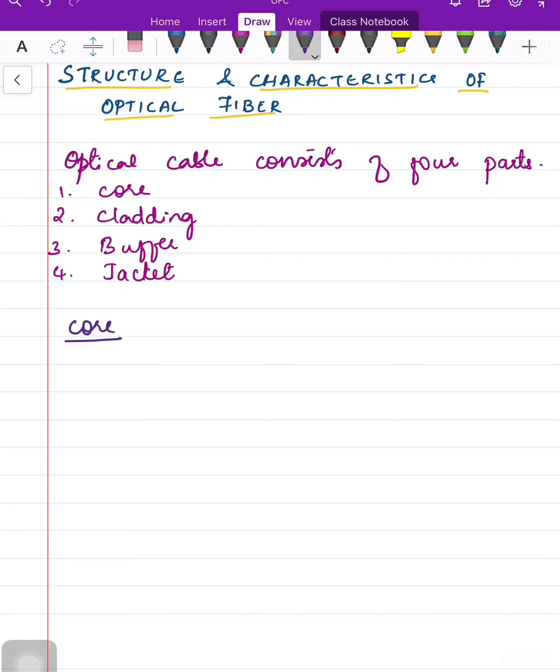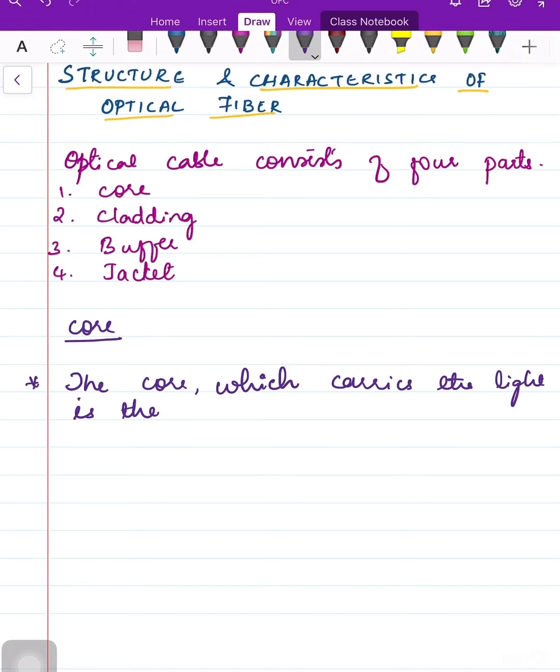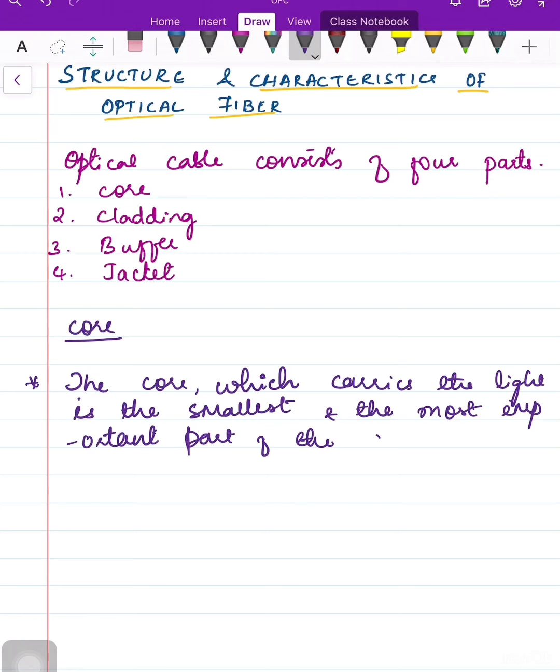The first point I can write here is the core, which carries the light, is the smallest and the most important part of the optical fiber.